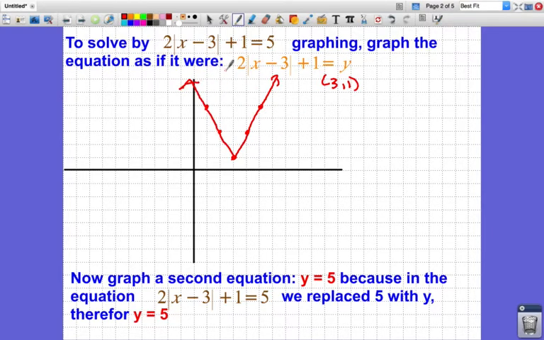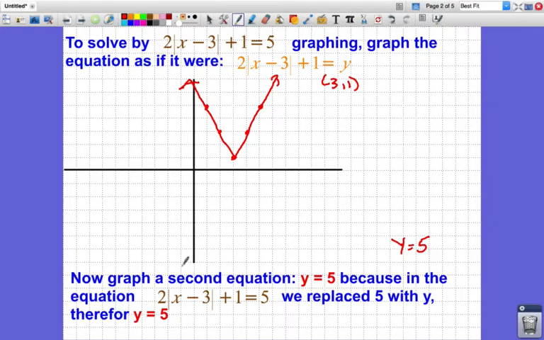So now what I want to do is graph a second equation onto this graph, because really, by replacing this 5 with a y and graphing just this function, what we're essentially saying is that y is equal to 5. Well, what I want to do is graph the equation y equals 5, and that's going back to how to graph linear equations. When we graph y equals 5, we should have a horizontal line wherever y is 5.